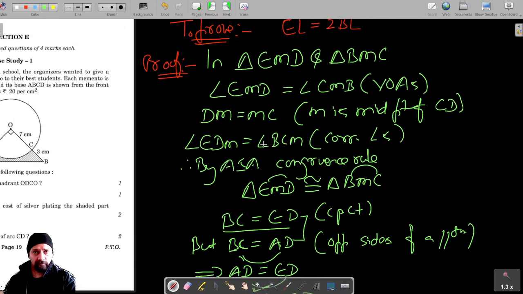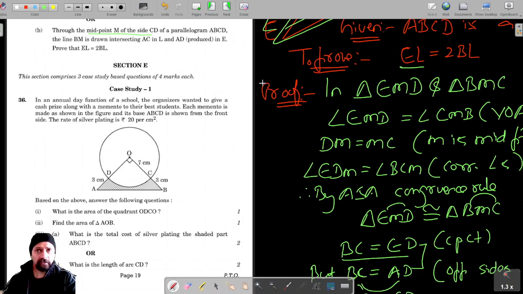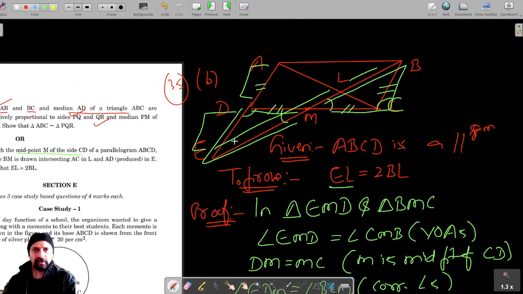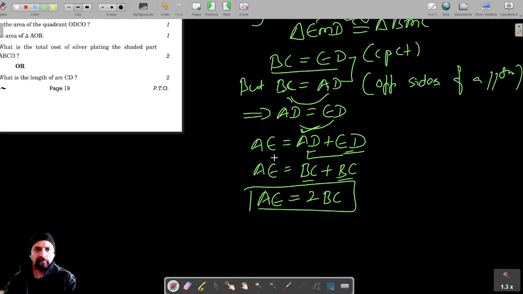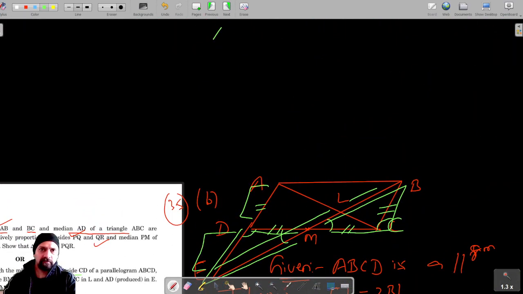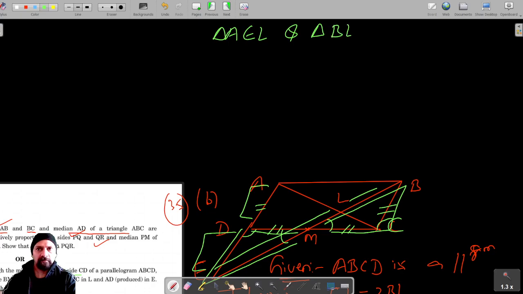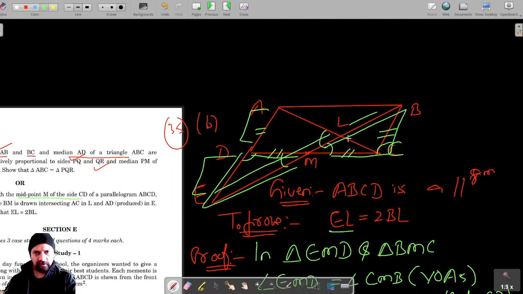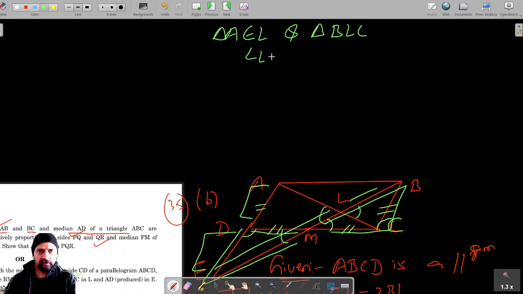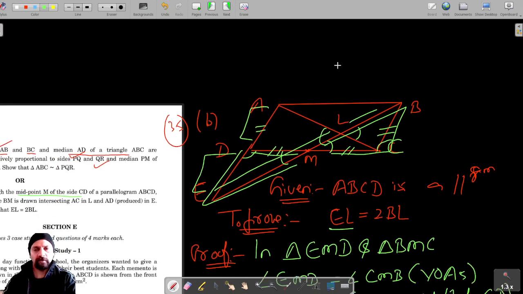Now we have to prove that EL is 2 times BL. EL is in triangle AEL and BL is in triangle BLC. So we are going to consider triangle AEL and triangle BLC. In these two triangles, angle L is equal to angle L. These are vertically opposite angles.